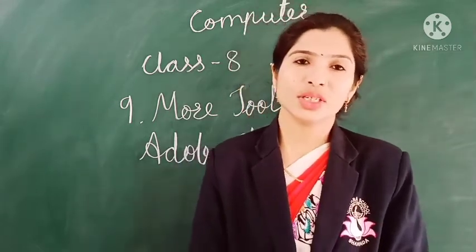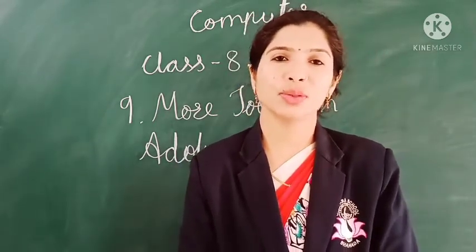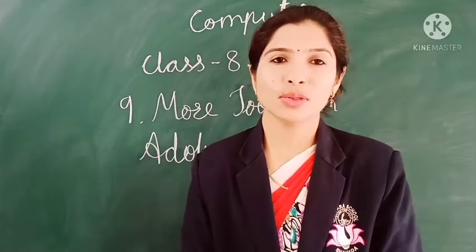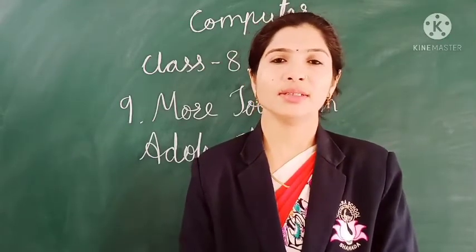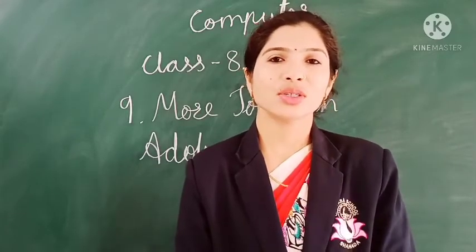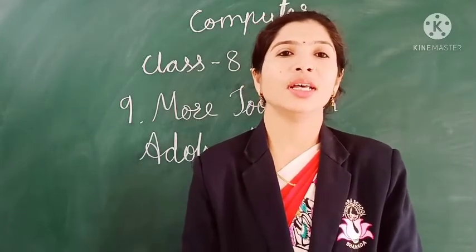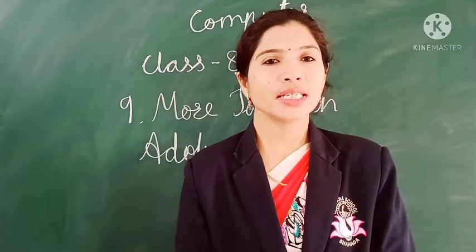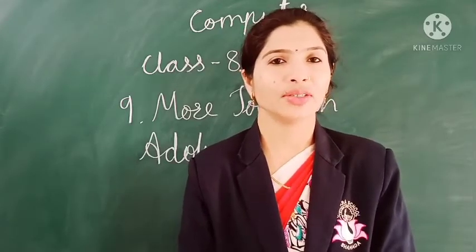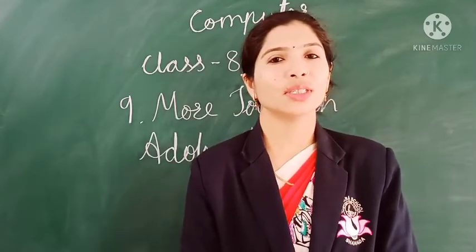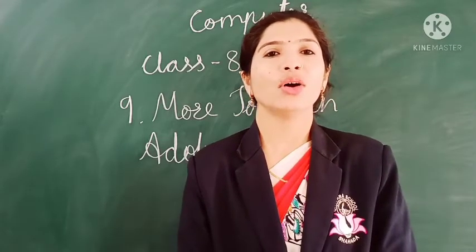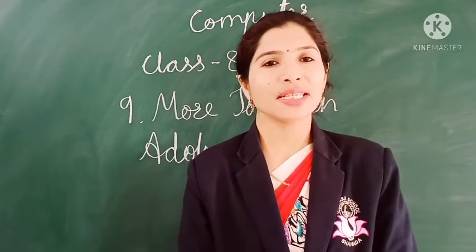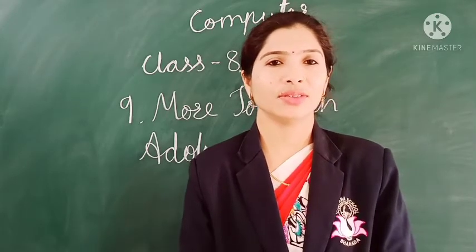Now, retouching by using sponge tool. Sponge tool is similar to saturation command. However, saturation command adjusts the intensity of the whole image, while sponge tool is used to adjust the color intensity of a specific area of the image. Now let's see some steps.